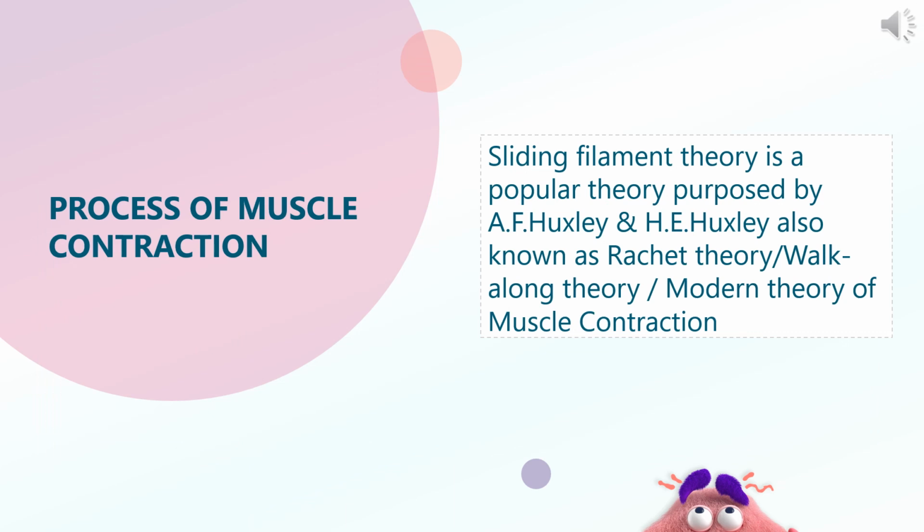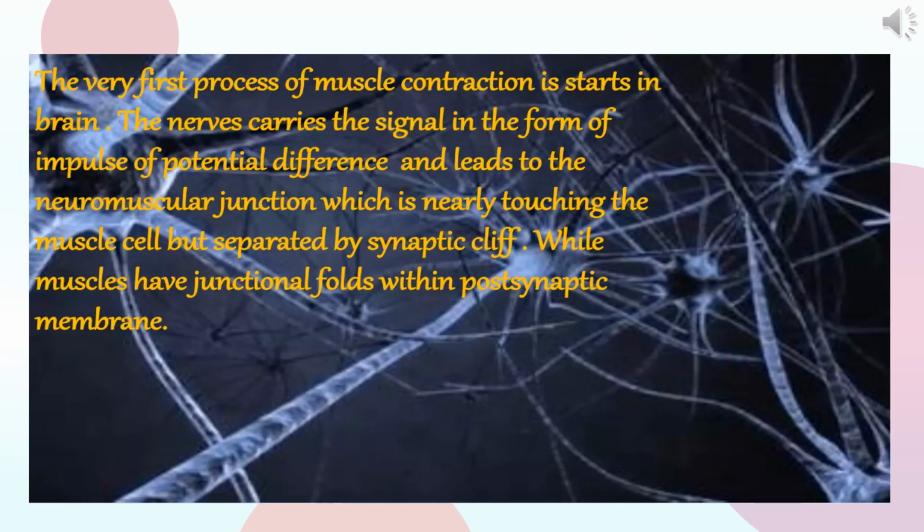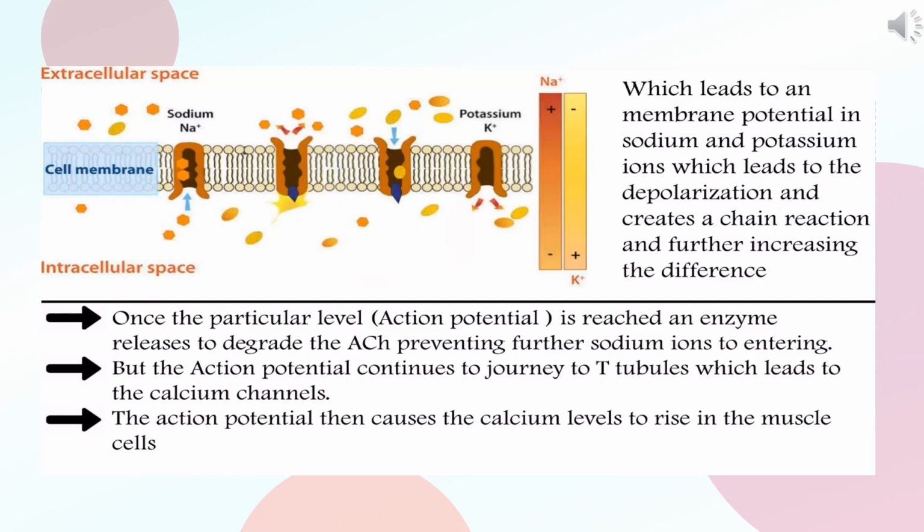Process of muscle contraction. Sliding filament theory is a popular theory proposed by A.F. Huxley and H.E. Huxley, also known as ratchet theory, walk-along theory, or the modern theory of muscle contraction. The very first step of muscle contraction starts in the brain. The nerves carry a signal in the form of an impulse of potential difference to the neuromuscular junction, which is nearly touching the muscle cell but separated by the synaptic cleft. While muscles have junctional folds with a postsynaptic membrane.